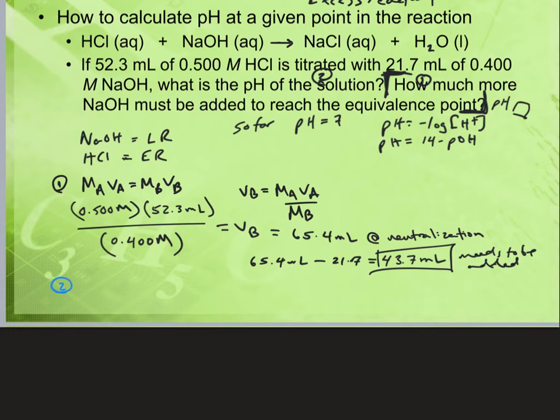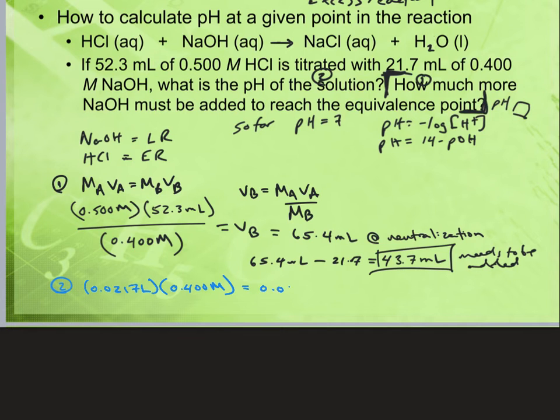Well, right now, that means I have excess acid. And we're going to assume that I have quite a bit of excess acid. I need to figure out how much base I currently have and subtract that from moles of HCl. So, how we're going to solve this, since I have excess acid, I'm going to start with the base. That's my limiting reactant. So I've got 0.0217 liters of NaOH times 0.400 molar. And this is going to give me moles of NaOH that I've currently added.